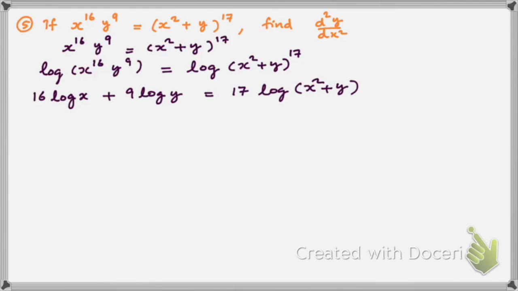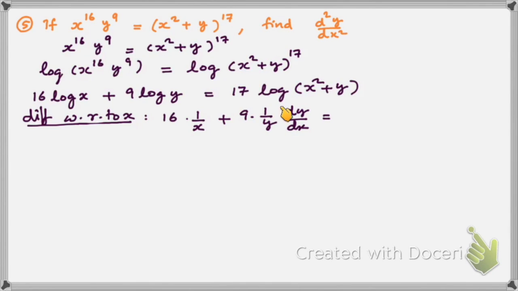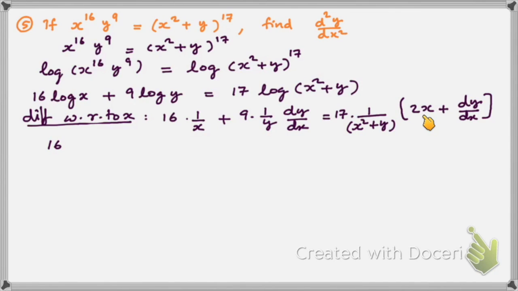And now we differentiate this with respect to x. So differentiating with respect to x, 16 into log x is 1 by x, plus 9 into derivative of log y is 1 by y into dy by dx. On the right side, it is 17 times log of x square plus y. Log of x square plus y is 1 by x square plus y into the inner derivative. But when you try to do the inner derivative, there are two terms, so it has to be in a bracket. So inside the bracket, x square becomes 2x and y becomes dy by dx.